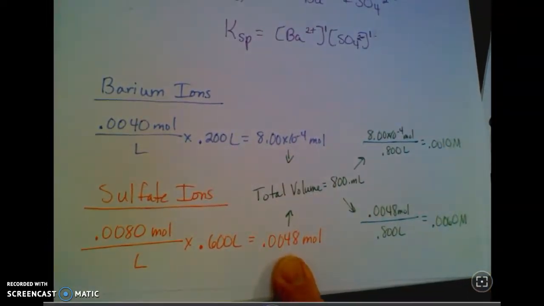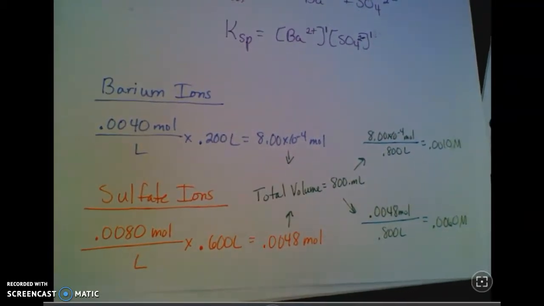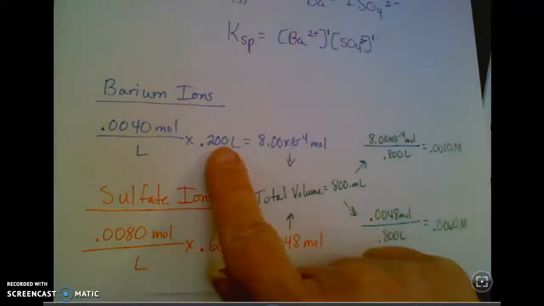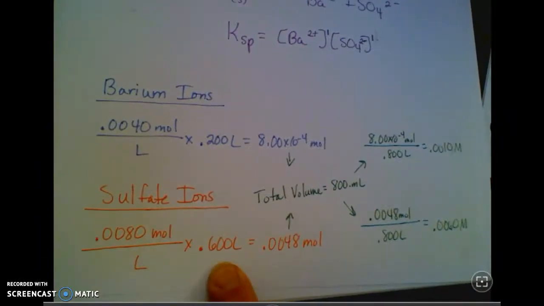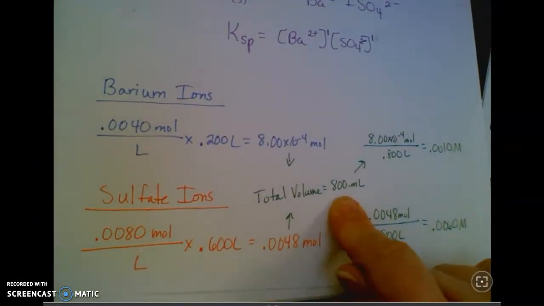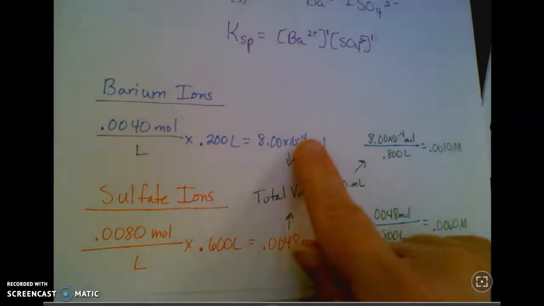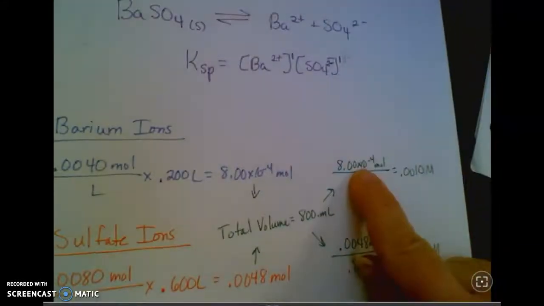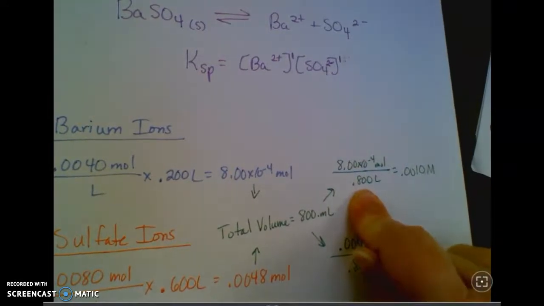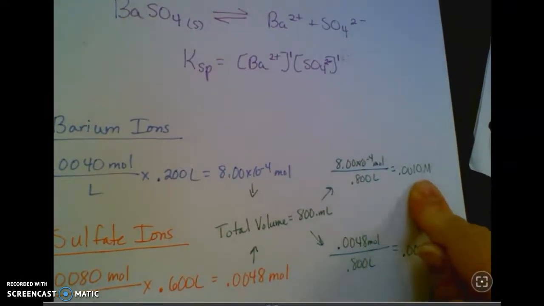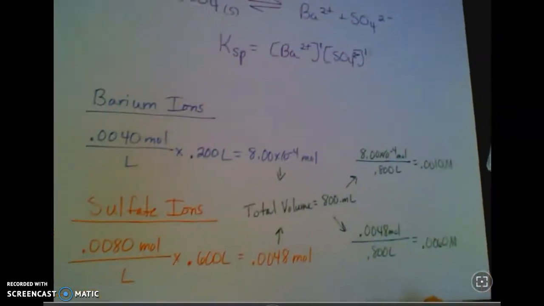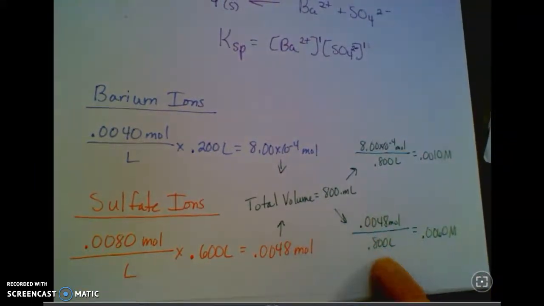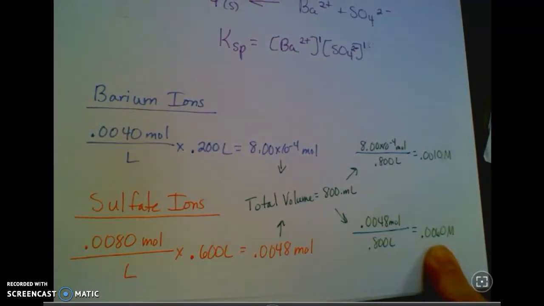Now, here's where you have to pay attention. These two solutions have been combined. So I had 200 milliliters of this, 600 milliliters of that. So now I've got 800 milliliters of solution. So I don't stop here with moles. I have to go to molarity. So the moles of barium divided by the total volume now in the solution gives me a molarity for the barium ions. And the same thing for the sulfate ions. The number of moles of sulfate ions divided by the total volume in liters gives me a molarity for the sulfate ions.